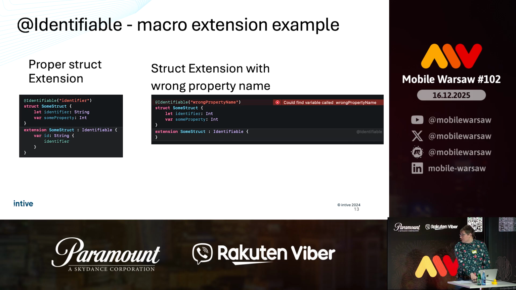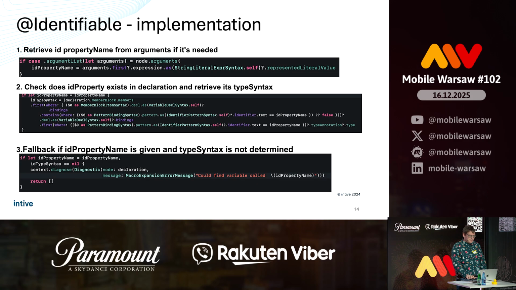But there is also error handling if you call the macro with a wrong property name and it doesn't find this property. Of course, the extension part was executed because it extended some struct, but it didn't add the computed var, and it returned an error that it couldn't find a variable called wrong property name. And now I will show an implementation.